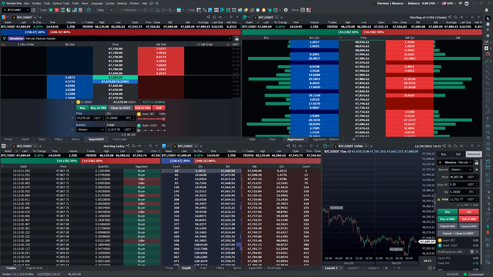Combining these tools together for the purposes of tape reading will allow us to truly understand the flow of orders, the behavior of market aggressors, the liquidity of orders at different price levels, and painting a picture of possible support and resistance levels when capitalizing on opportunities to buy and sell.